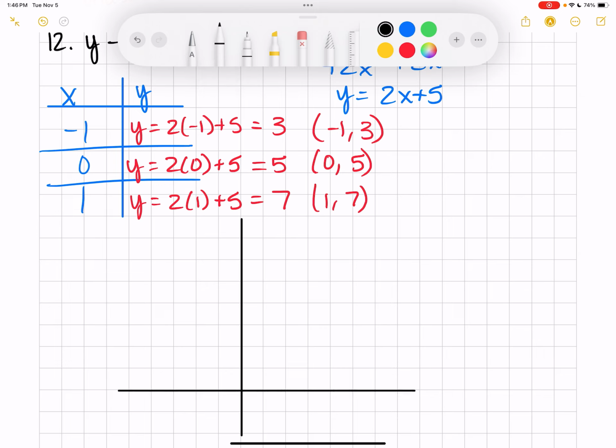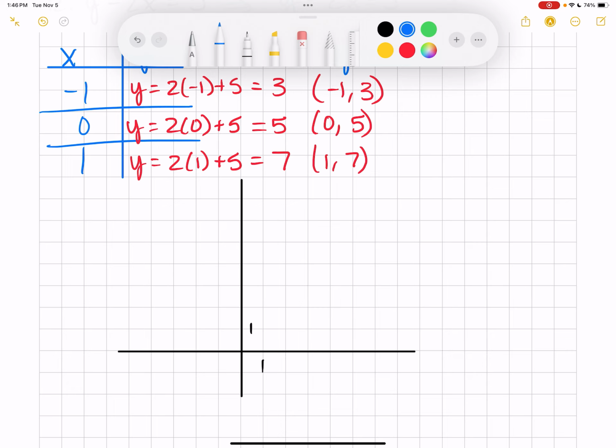And I've got to plot these points on here. At -1, 3. I need to label this, so I just need to show that it's 1 in every direction as far as labeling. So at -1, 3, that's -1 and up 3. At 0, I'm at 5, so 3, 4, 5. And then at 1, I'm all the way up at 7. So that's my 3 points, and then I need to connect them, and they keep going on, so we put arrows on the ends to show that it keeps on going.